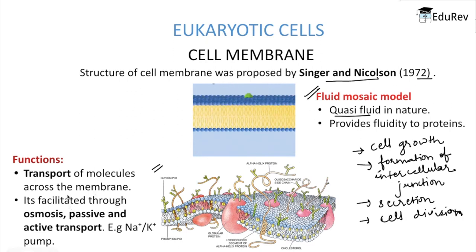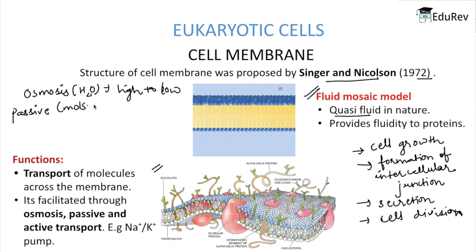membrane. It is facilitated through either osmosis or passive or active transport. Now, osmosis is the movement of water from its higher concentration to lower concentration, and it does not require any type of energy. Passive transport across the cell membrane is the movement of molecules or ions from their higher concentration to lower concentration.